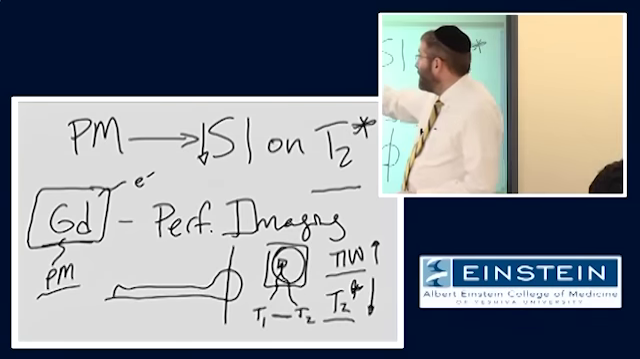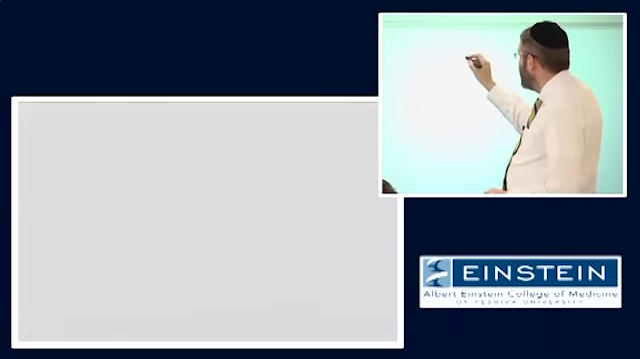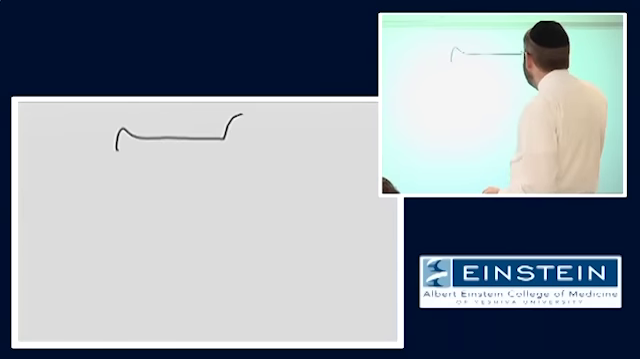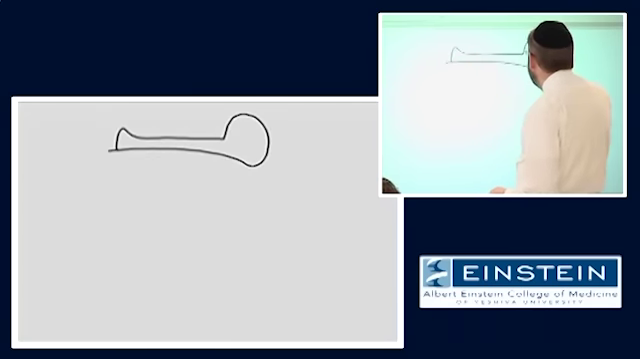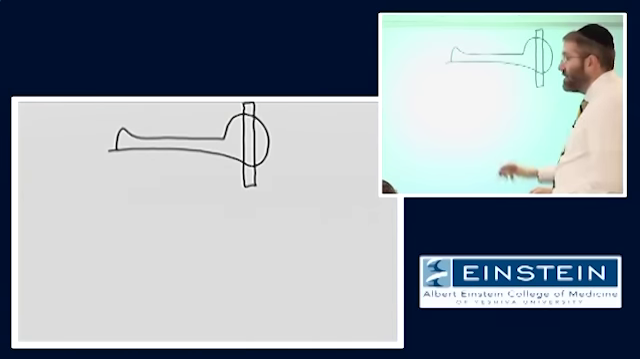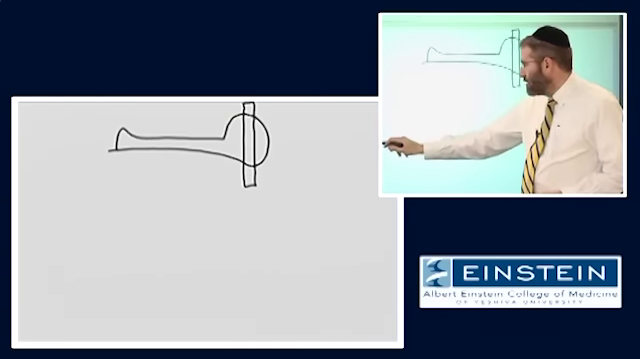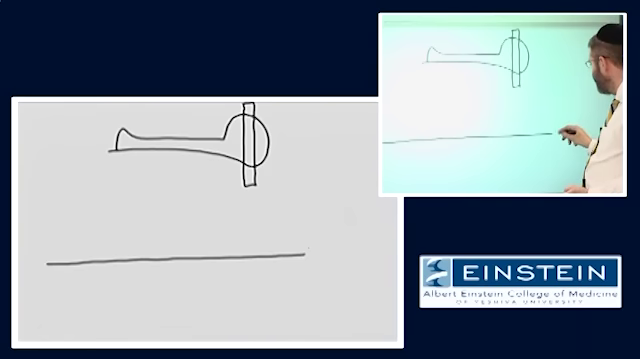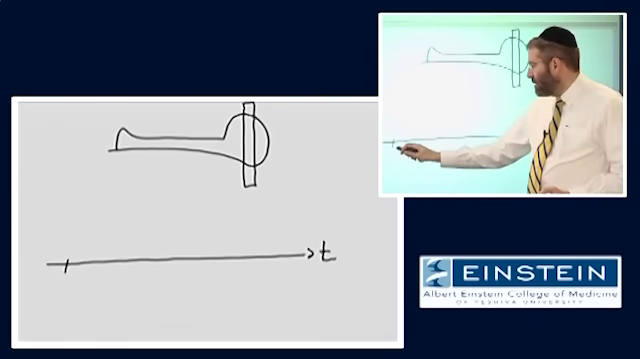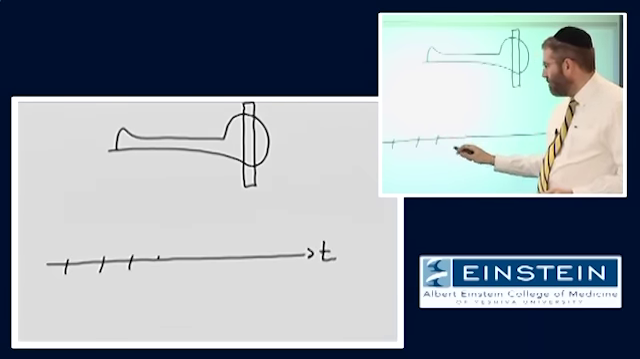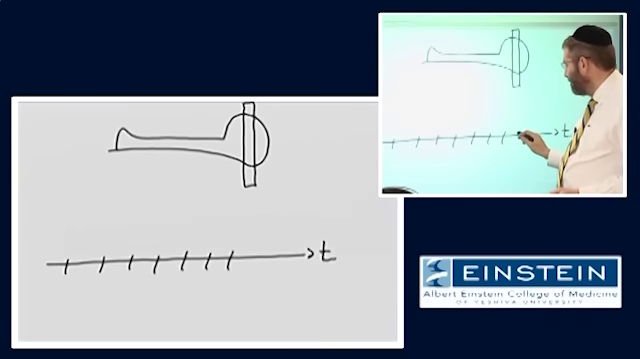So if we make things a little bit more complicated now and say, I have my patient and I'm going to image this slice in their brain. But now what I'm going to do is, over a period of time, I am going to image their brain multiple times.